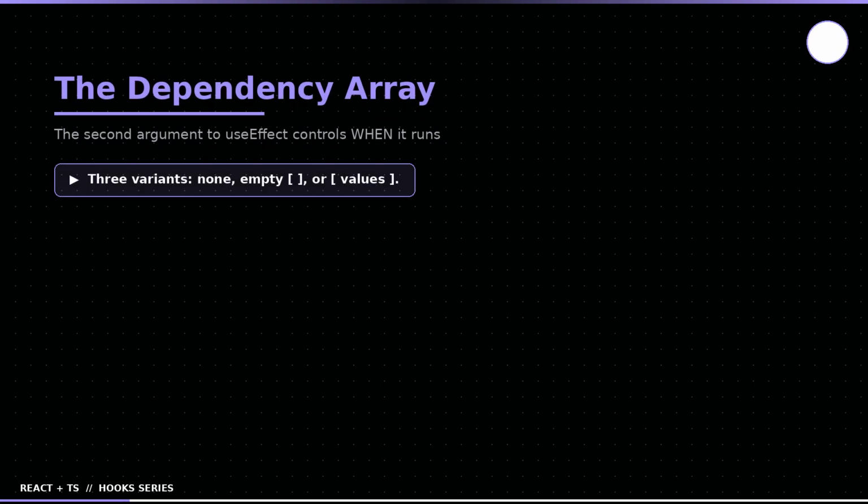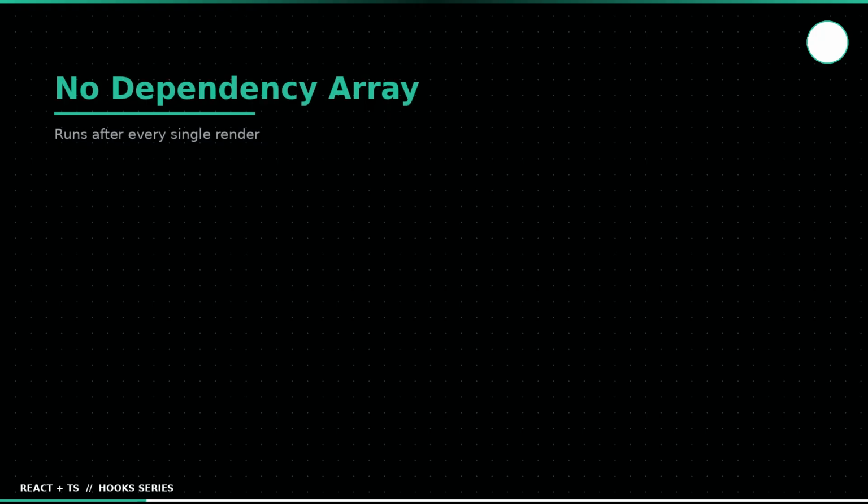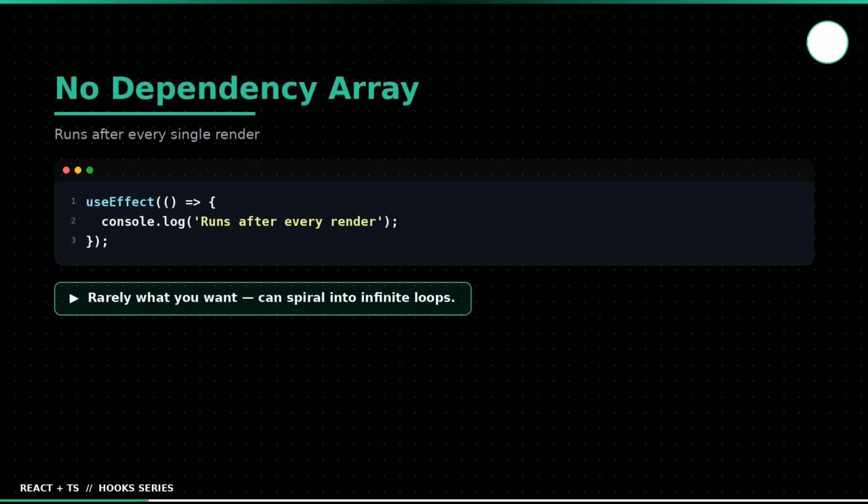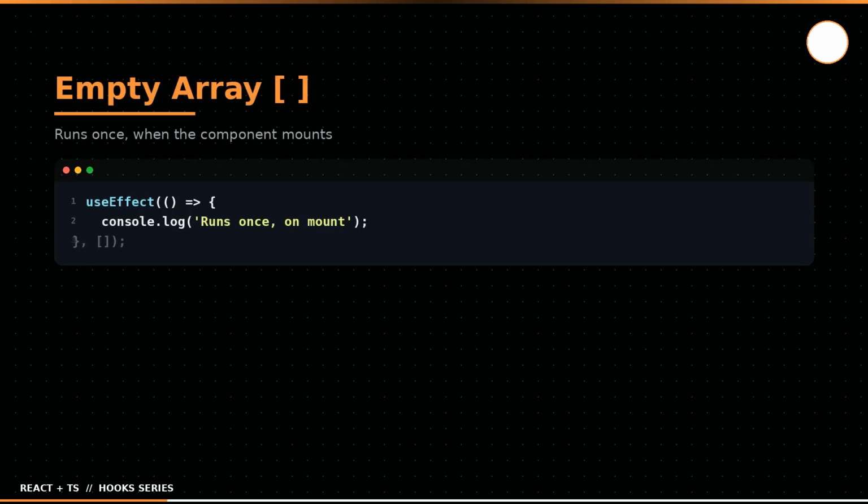The dependency array. The real power of useEffect is in its second argument, the dependency array. This controls when the effect runs. There are three variants. No dependency array runs on every render. useEffect, console.log runs after every render. Rarely what you want. It's expensive and can cause infinite loops if the effect also updates state.